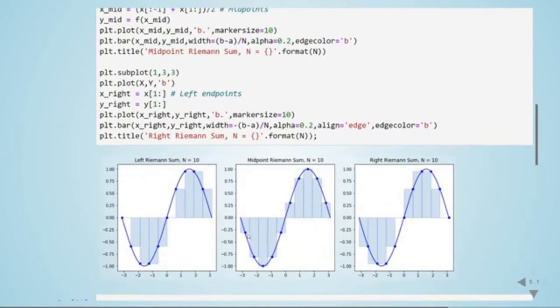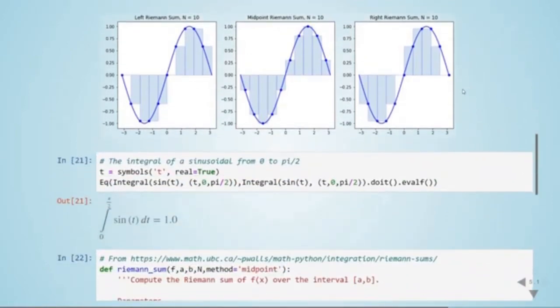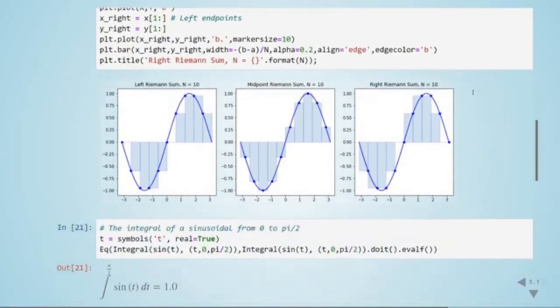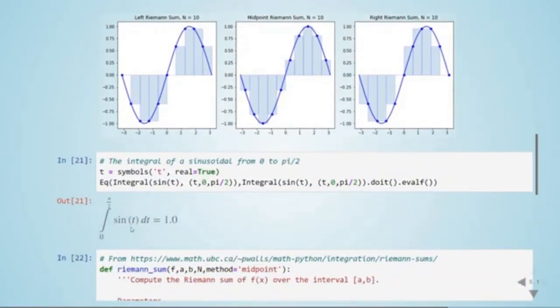We can also use the midpoint, so it calculates the midpoint between two samples, and then the rectangle is drawn using this midpoint. Or we can take the right. Each one has its advantages and disadvantages and different errors. So if this is the symbolic integral of sine from 0 to pi divided by 2, a symbolic computation will give us the value equal to 1.